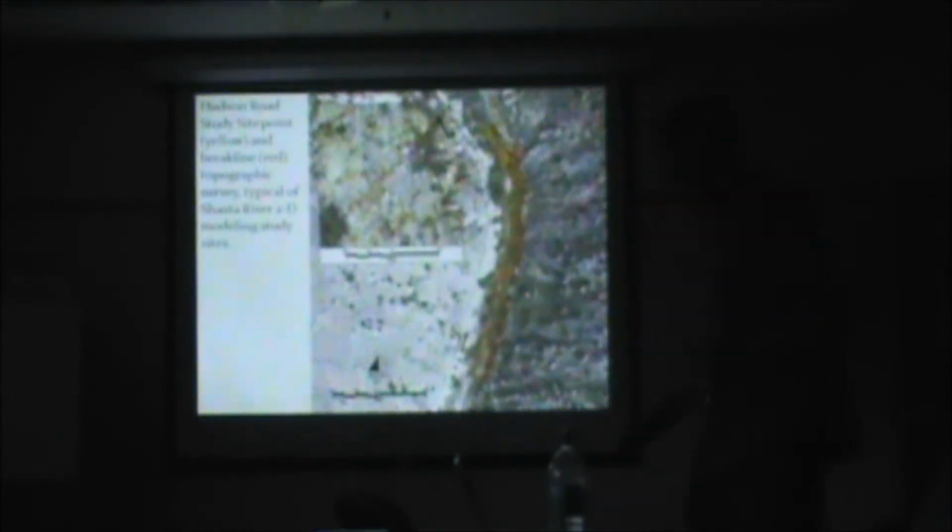We also tried to model it. So we went in there and we surveyed the topography and built a two-dimensional model. I'm not going to go through what all that is, but I will say that there are 1,350 points here that we shot when we were surveying it.